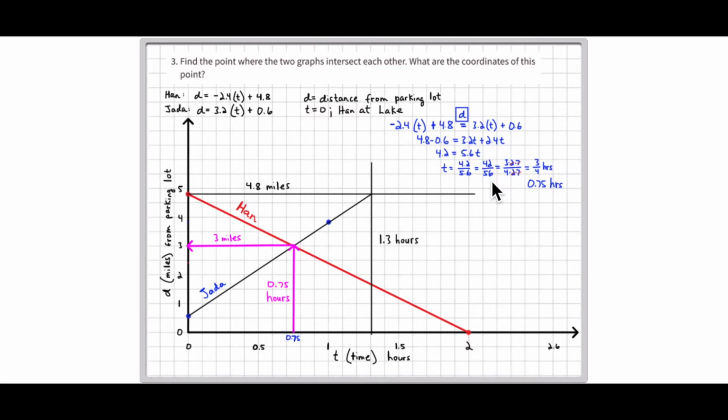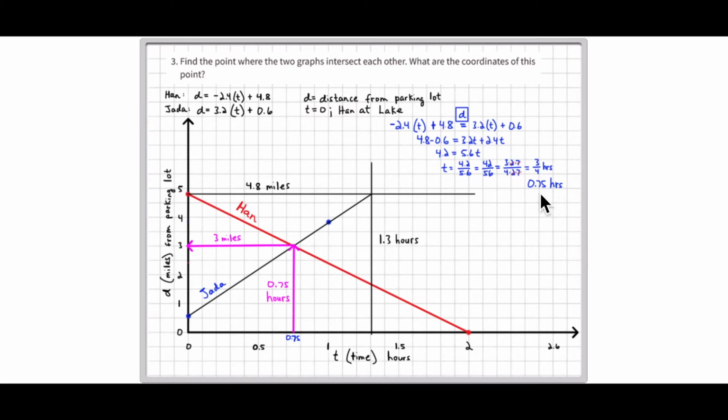So 42 divided by 56, can factor out the 7s, factor out the 2. That's the same as factoring out 14. 3 times 14 is 42. 4 times 14 is 56. So you end up with 3/4 of an hour, or 75/100ths of an hour, or 45 minutes.